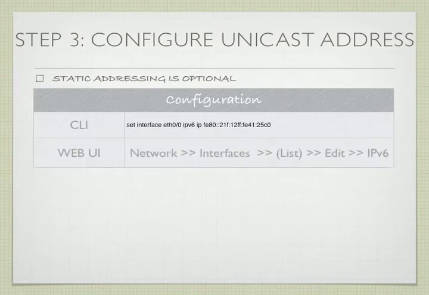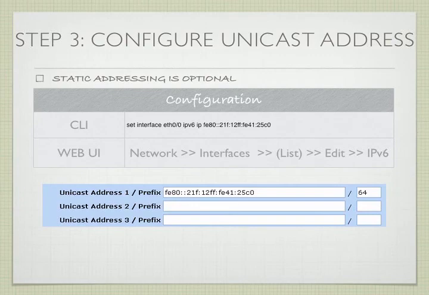In the interfaces, this is also in the IPv6 tab. You can assign up to 3 static addresses to an interface, and you just simply plug in the addresses exactly as you would an IPv4 address.